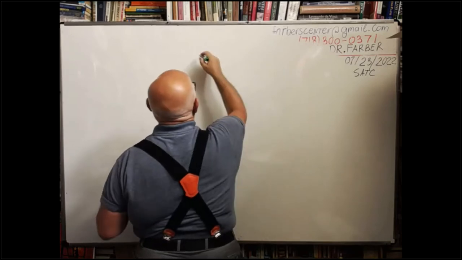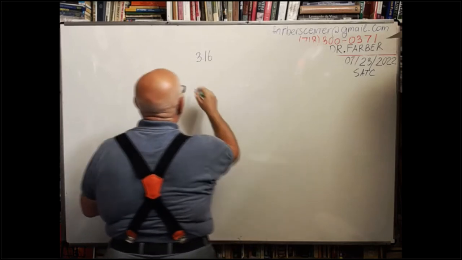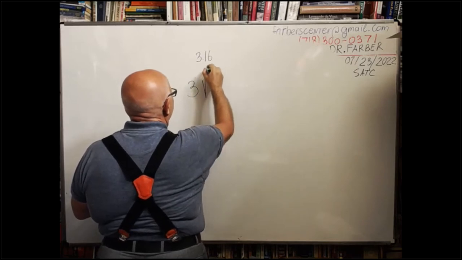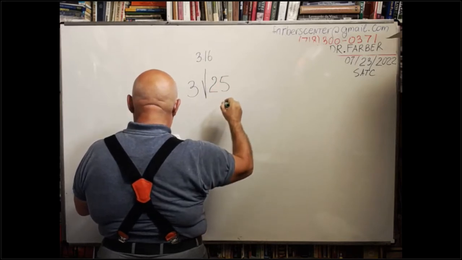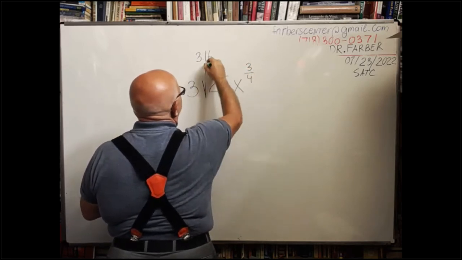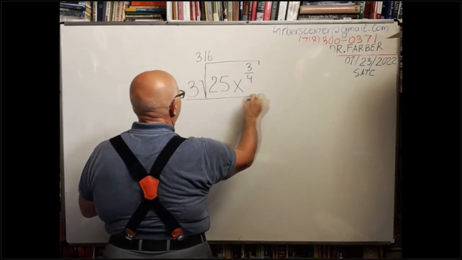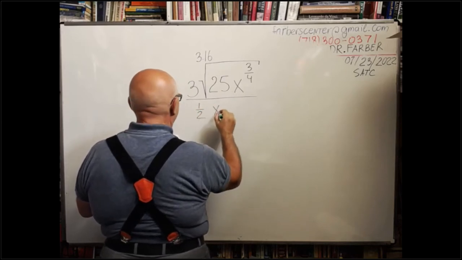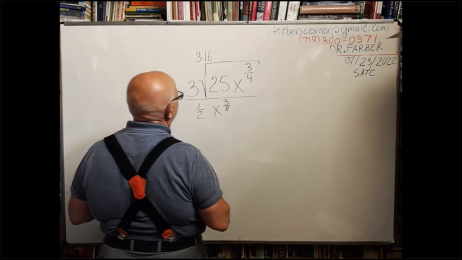And 3.16. You have the expression 3 times the square root of 25 x to the power 3 over 4, divided by 1 over 2 times x to the power 3 over 8. This is power.